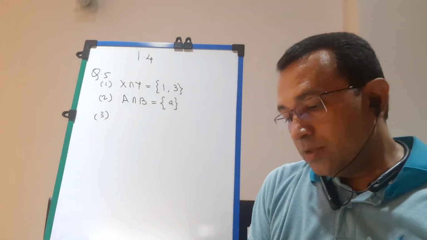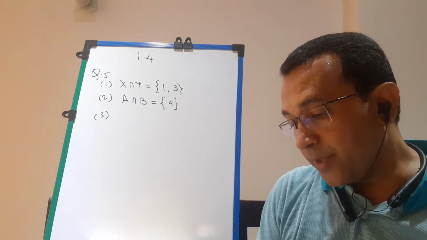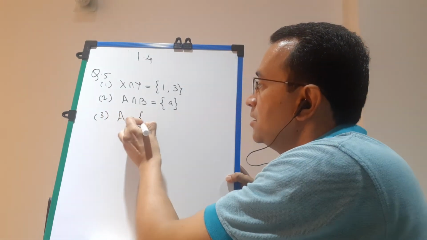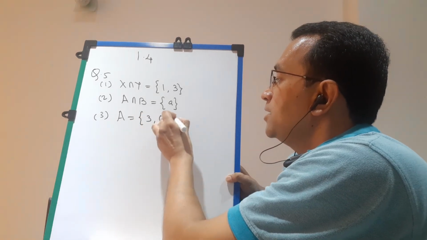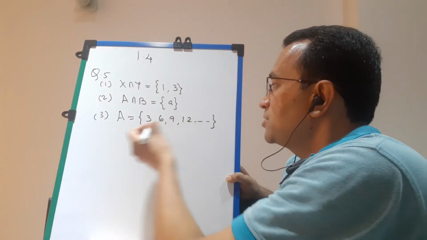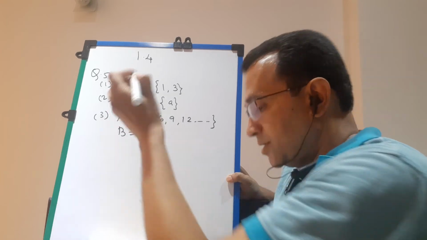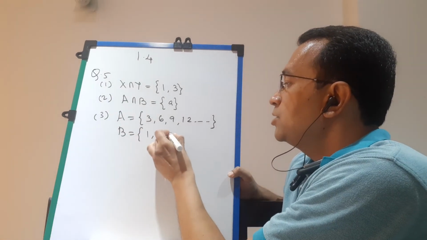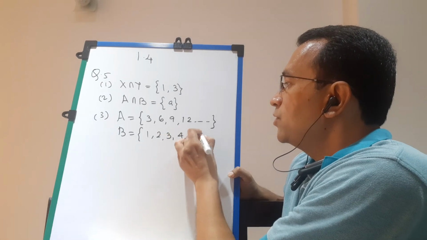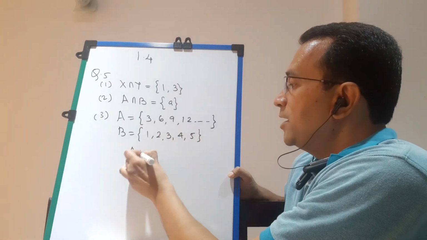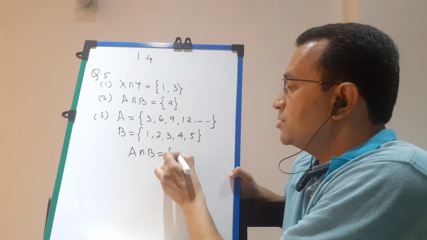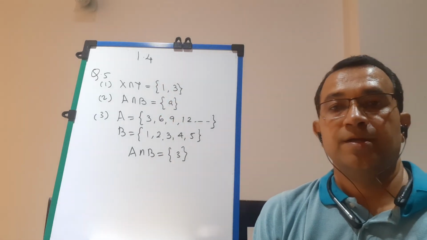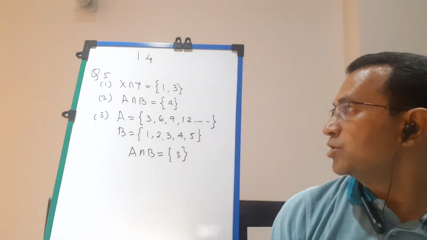Now the third, okay, here I am writing A and B so that you can understand better. A is a multiple of 3 and definitely a natural number, and B consists of natural numbers less than 6, so 1, 2, 3, 4 and 5. The common element to A and B is only 3, that is singleton set 3. This is also very clear, students.